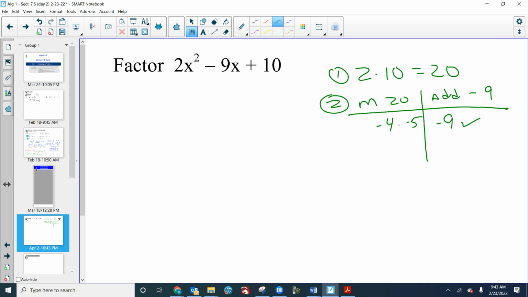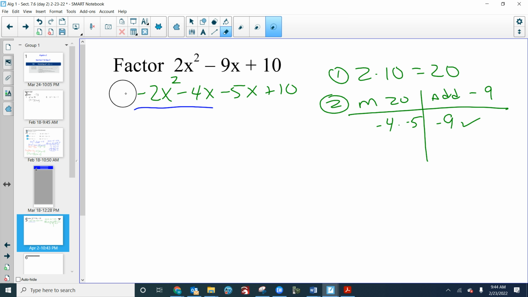Now, this is just me. Since 2 goes into 4 and not 5, I'm going to put the 4 first. You don't have to, though. That's what I'm going to do. So let's go -4x minus 5x plus 10. Okay, now we've got to factor by grouping. I don't know why I wrote -2. My fault. So sorry. Okay, what goes into 2x squared and 4x?